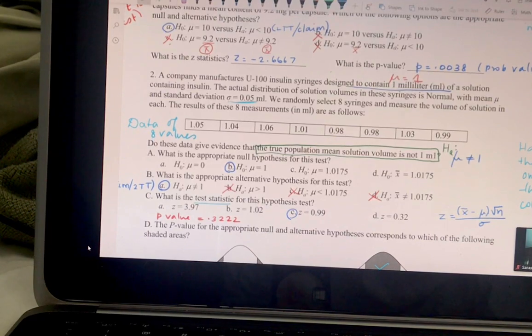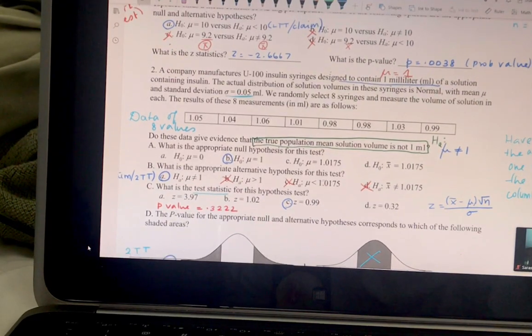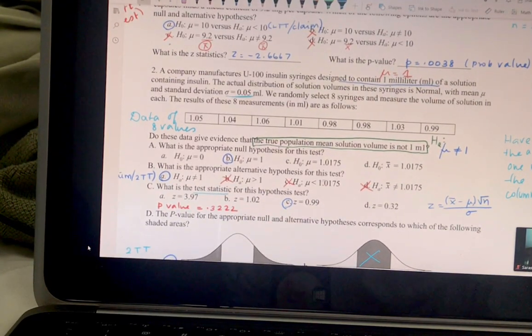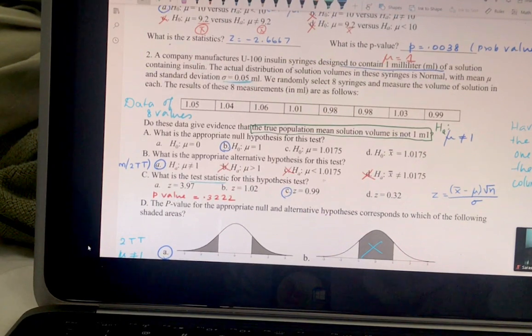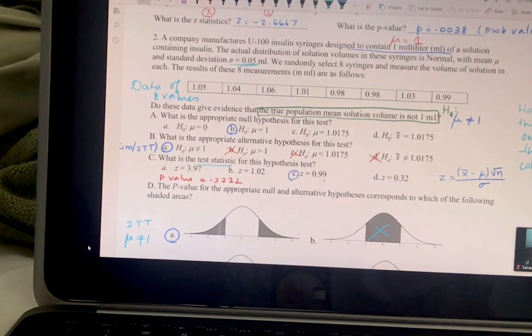All right, now we randomly pick about 8 syringes, and the results are given below. That's right. So you have a tiny table with 8 data points. All right, so now let's answer the question. Do these data give evidence that the population mean solution volume is not 1 ml? So this is the hint for my alternate hypothesis.